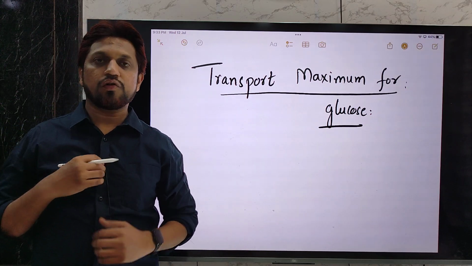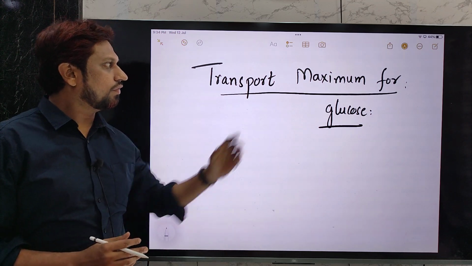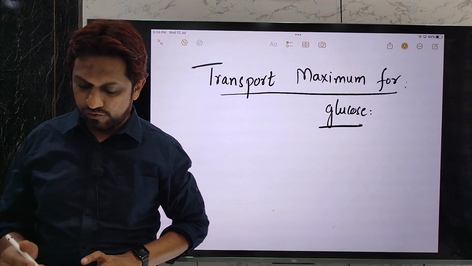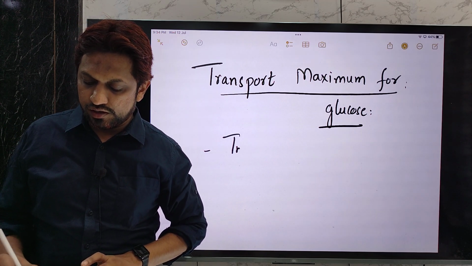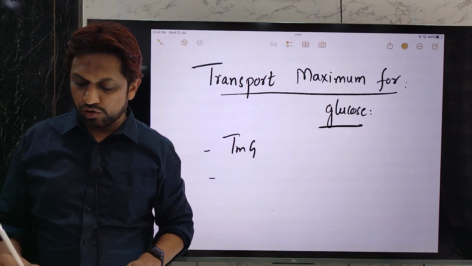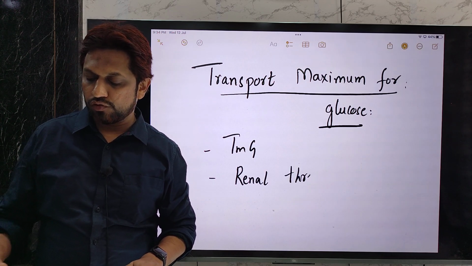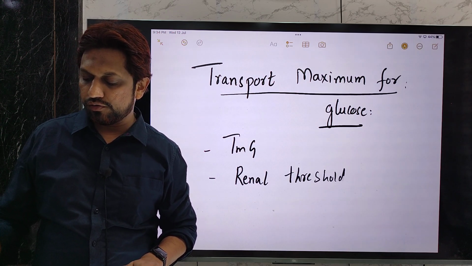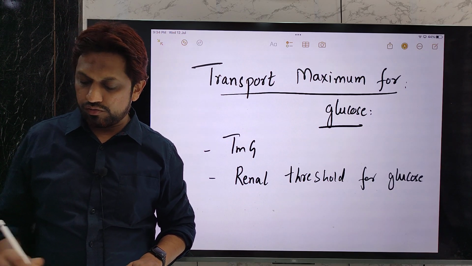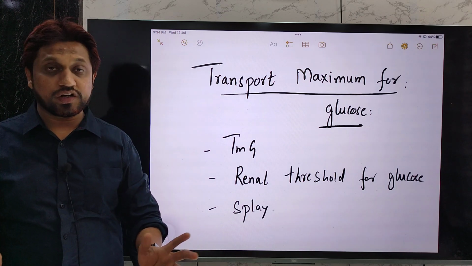In today's lecture, we are going to discuss an important topic in renal physiology, that is transport maximum for glucose. Okay, so this transport maximum for glucose is also termed as TMG. Similar to the concept of TMG, there is one more concept, that is renal threshold for glucose. So what is the renal threshold for glucose? And one more concept is about splay in the transport maximum reabsorption curve.